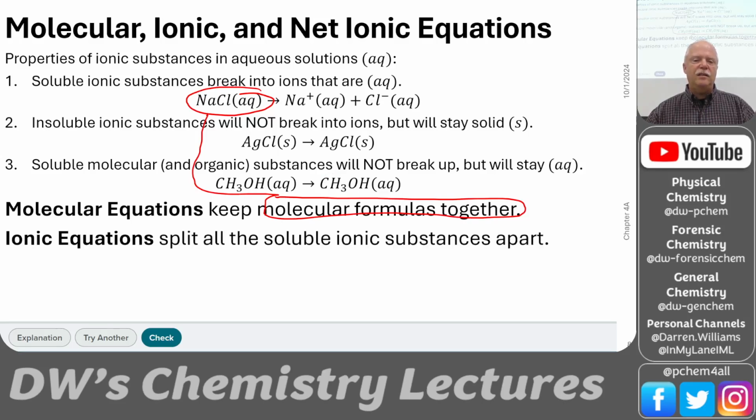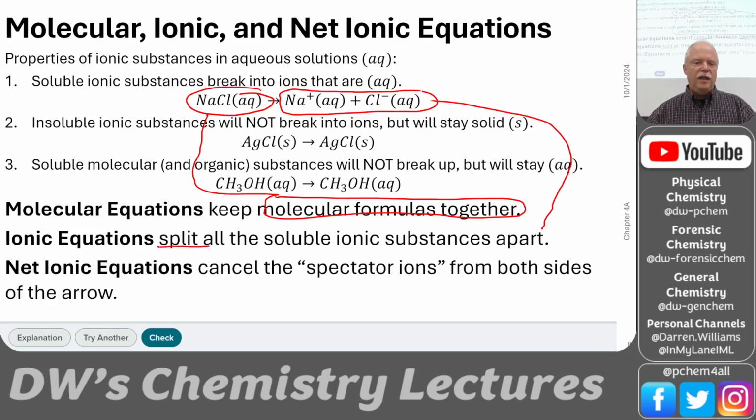Ionic equations split all of the soluble ionic species apart. So these here, when we say split it apart, that's what we're doing right here. And then the net ionic equations cancel what we call spectator ions. We're going to do a couple of problems, and I want to introduce that vocabulary term, spectator ion, as we do one of the problems. That's an important concept, and we can't get to the net ionic equation without understanding that spectator ions on both sides of the arrows can just be ignored because they're not participating in the reaction at all.